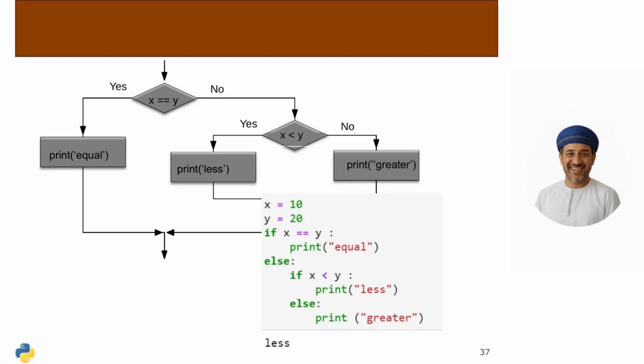When comparing x and y, if x equals y, the output is equal. If x is less than y, it prints greater. Otherwise, it prints less. This demonstrates a simple decision-making process using conditional statements to evaluate and respond to different scenarios.